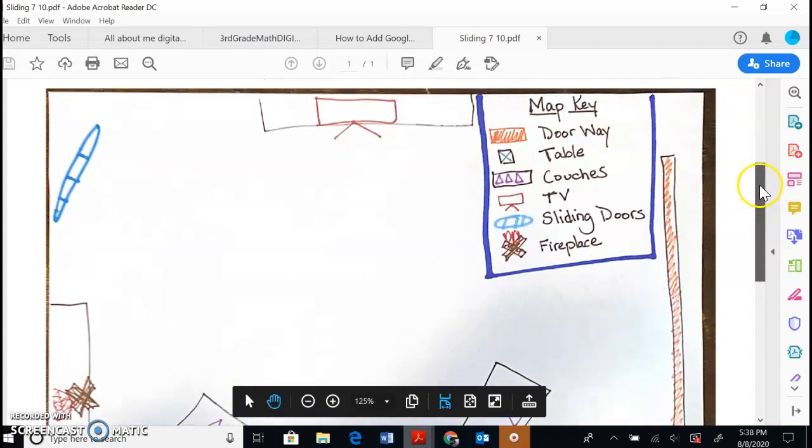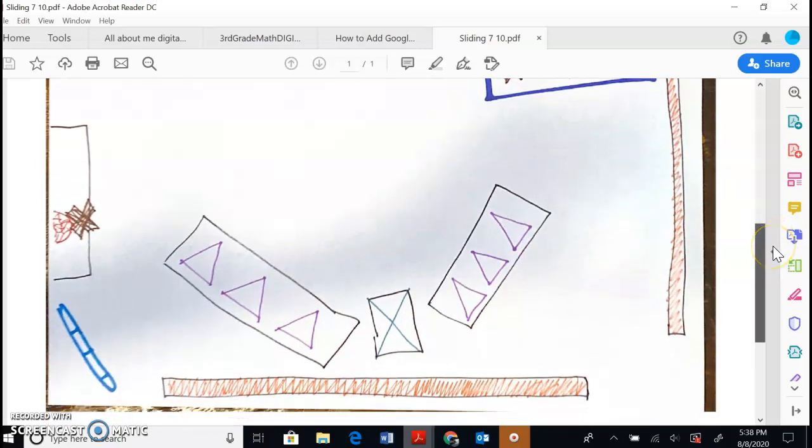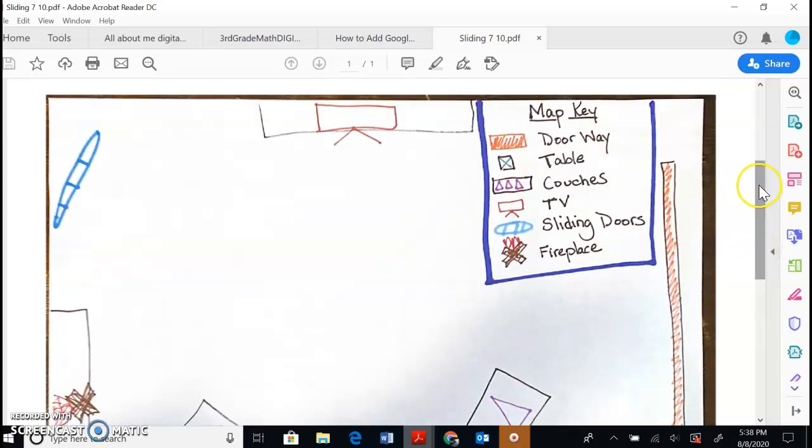So today you are going to draw a picture of your room or playground, and then you are going to make a map key explaining all of your symbols. If you have any questions, please ask your teacher.